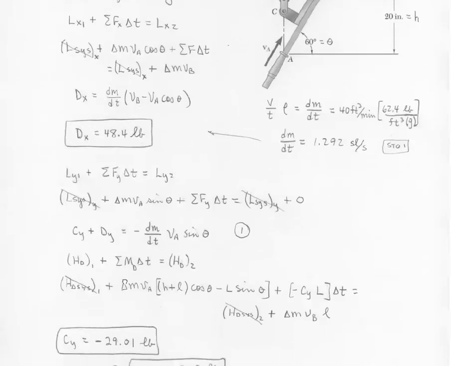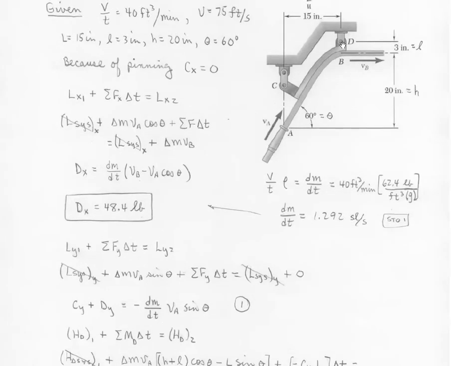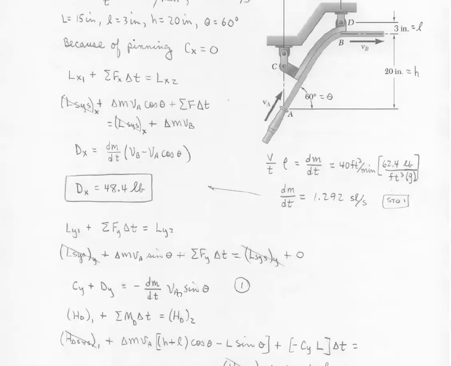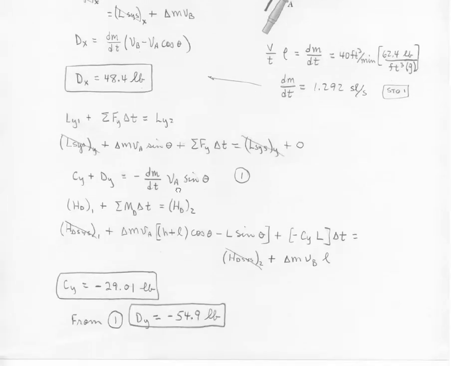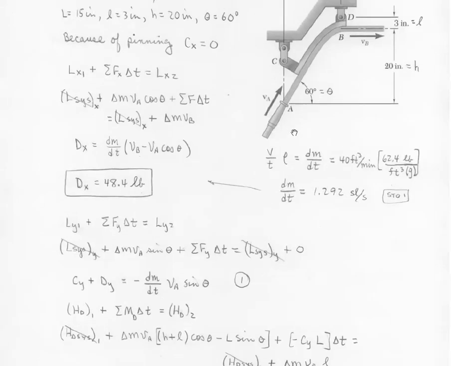Now we're going to look at the angular momentum, and we're going to calculate that about point D up here. Angular momentum at 1 plus the sum of the external moments times delta t is equal to angular momentum at 2. And what I'm going to do here is look at the system's angular momentum plus the delta m and what angular momentum it has coming in here. And you break it into two components.